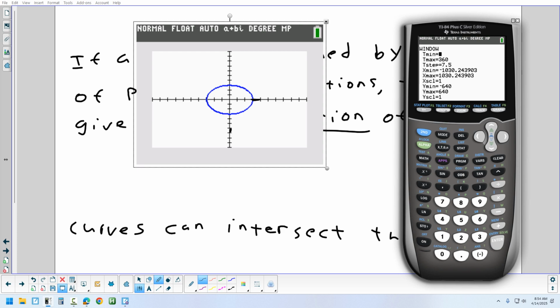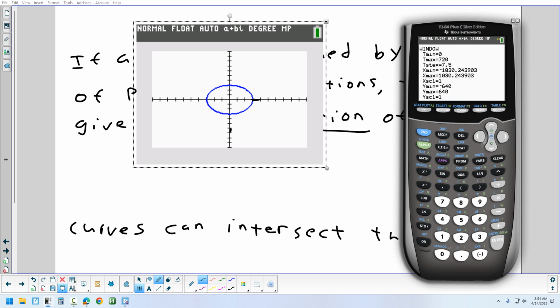I can control how much of the spiral we see. That has to do with this Tmin and Tmax. So if I make this a little higher, now instead of one revolution, I'll do two, and I can see more of the graph. That's an Archimedes spiral. So we can control how much of it we see.